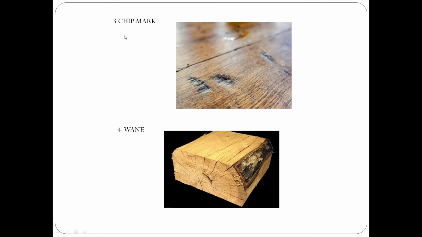Next one is chip mark. When the timber is cut through the planing machine, the parts of the machine may form chip marks on it. Usually they are indicated by chips on the finished surface. Next one is wane. The edge part of the timber log contains a round edge on the side because of its original rounded surface. This rounded edge is called wane.